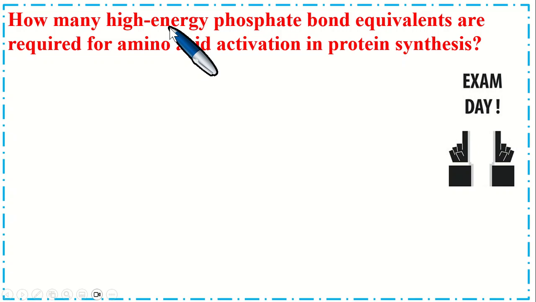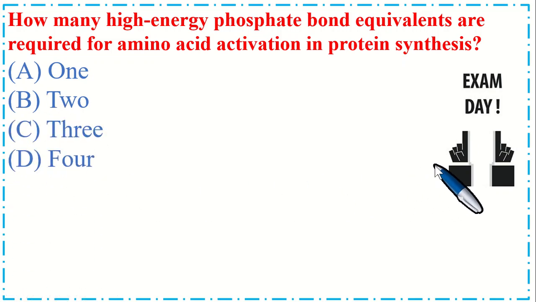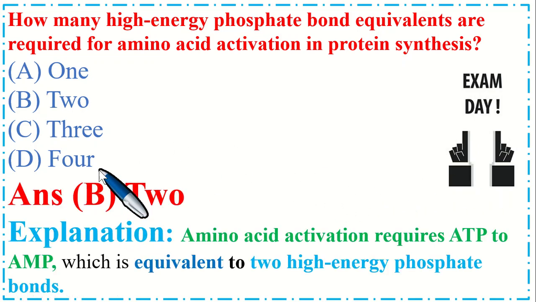How many high energy phosphate bond equivalents are required for the amino acid activation in protein synthesis? Option A, 1, B, 2, option C, 3, and option D, 4. So the correct option is B, 2. Explanation is, amino acid activation requires ATP to AMP, which is equivalent to 2 high energy phosphate bonds.